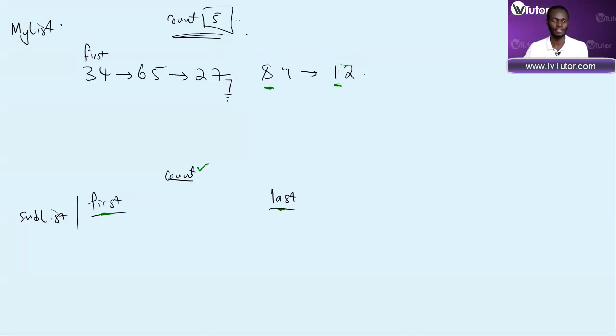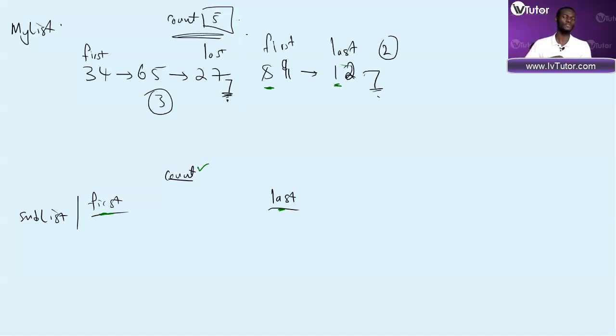It's now sitting here. So this is now your last. Your sublist first is now here. Your sublist last is now here. Your count here is 2. Your count here is 3. That's all you want to do. And this is obviously still the last node. So the process of dividing is not involving copying. You are simply playing around with the links.